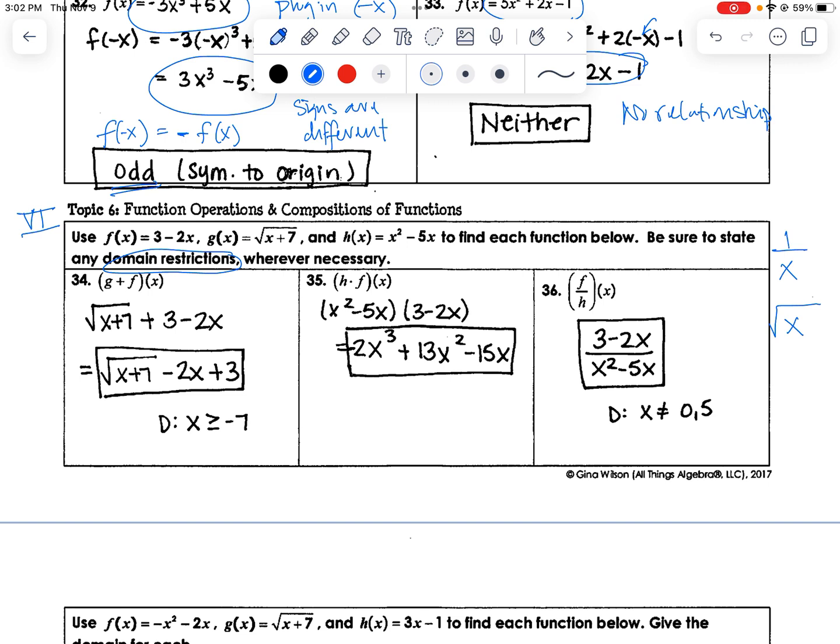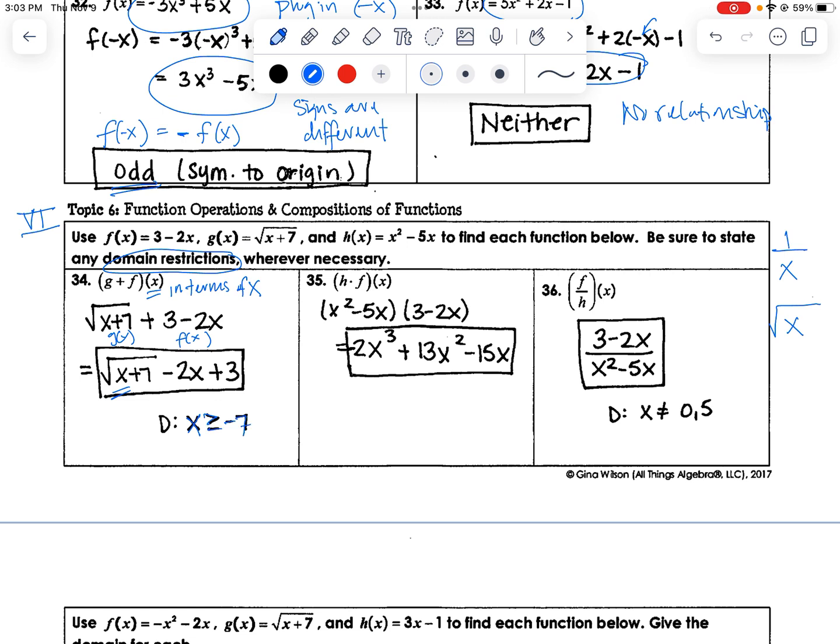So when I want to add two functions, I'm just making it in terms of x. So I'm taking the square root of x plus 7, that's the g function, right? And then adding it to the f function. So I'm taking g of x and adding it to f of x in terms of x, keeping the variable there. I can't combine any like terms, but I have to pay attention to the fact that x has to be greater than or equal to -7 because I can't take the square root of a negative number.